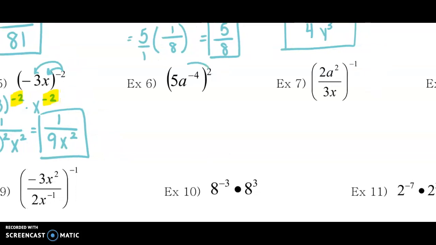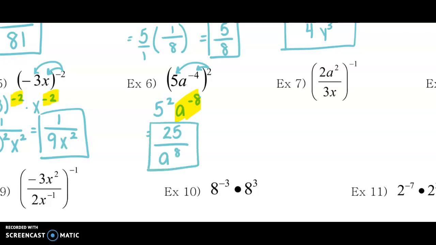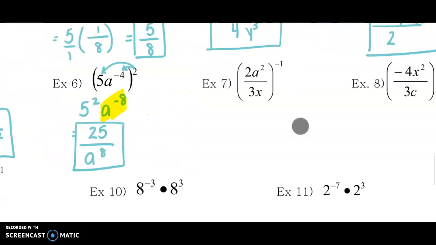Number 6, I'm going to distribute that second power. So I'm going to have 5 to the second times a to the negative 8th, right? You multiply them. 5 to the second stays where it is. That's fine. That's going to become 25. It's just this a to the 8th that is an issue. That's going to come to the bottom and become positive. Right? Even if there's not a denominator there, you can create one because it's always like it's over 1 anyway.